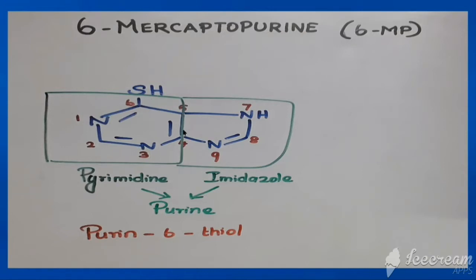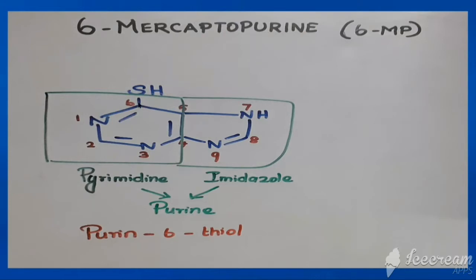And come to the second ring. This ring can be called the imidazole ring. So what is meant by imidazole? It is a 5-membered heterocyclic ring that also has two heteroatoms, that is two nitrogens at 1,3, and that is called imidazole. So the fusion of pyrimidine with imidazole can be called purine.